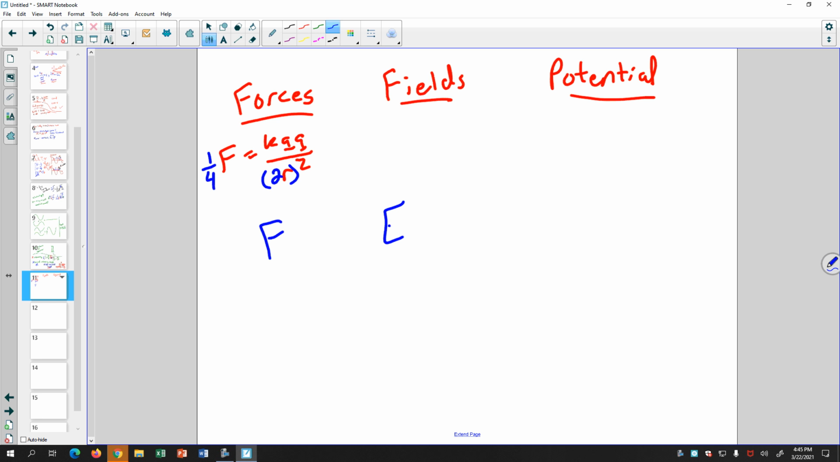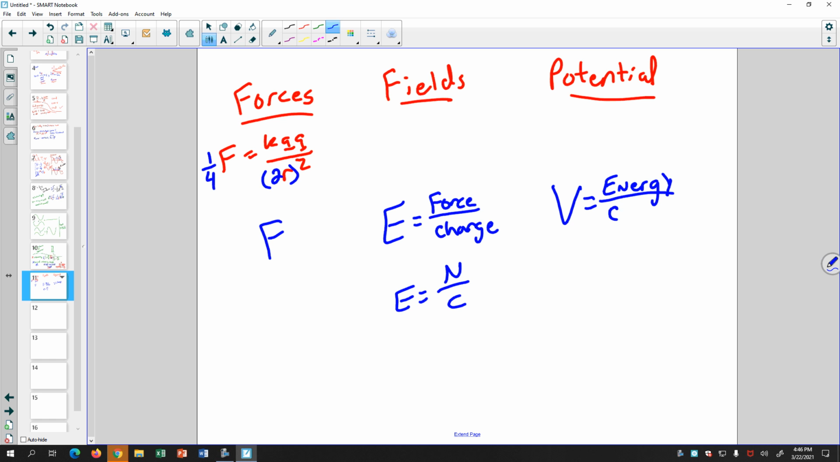A field, which I use E for, is a force per charge, or a Newton per Coulomb. The electric field is in newtons per Coulomb. And the potential, which we use V for, is going to be an energy per charge. I'm pretty sure there's questions about at least one of these. Energy per charge. This potential can be in volts, or it can be in joules per Coulomb.